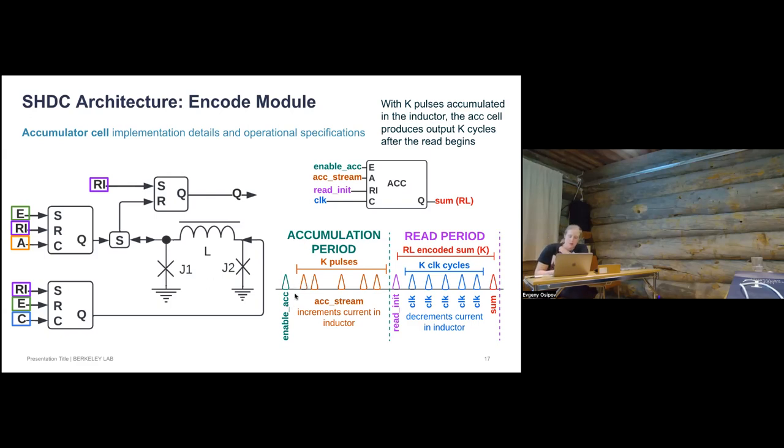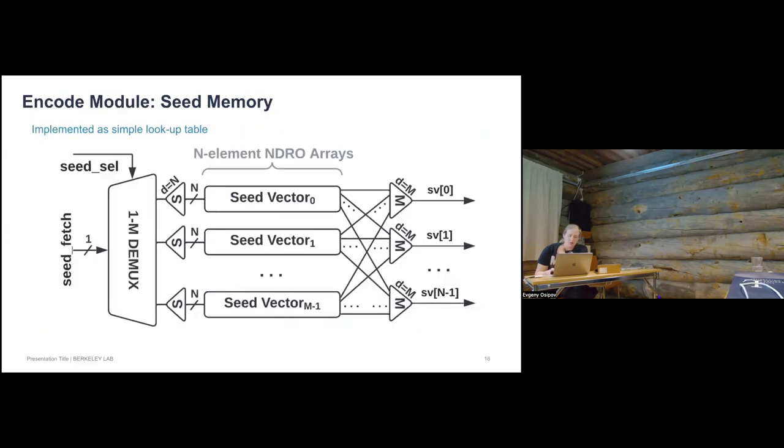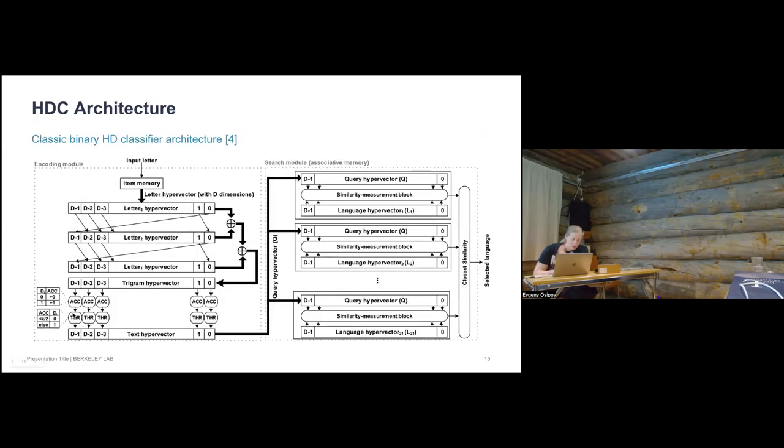So here, this is the beginning of the accumulation period. We've seen 5 pulses. And so this accumulator here will produce output 5 cycles following the start of the read. What that allows us to do is use the simple inhibit gate that I showed before for the threshold. This accumulation and thresholding is extremely expensive to do in CMOS, but it's actually quite cheap with superconducting.